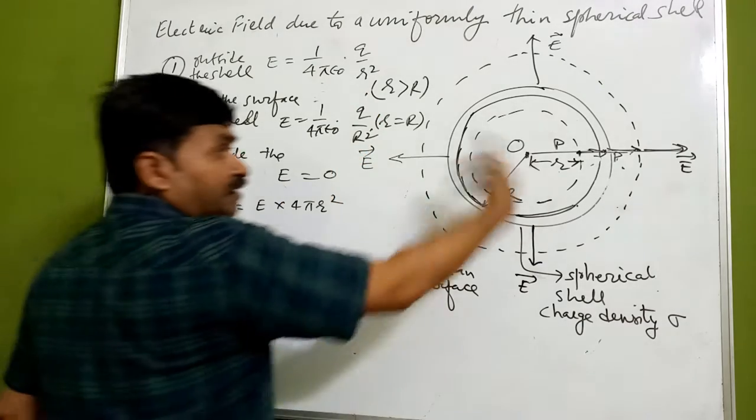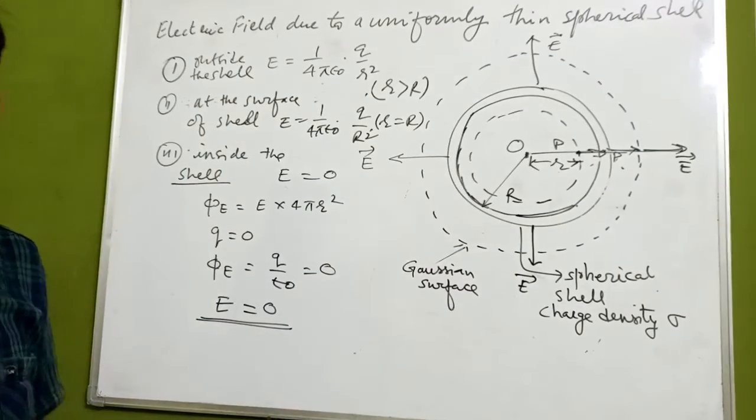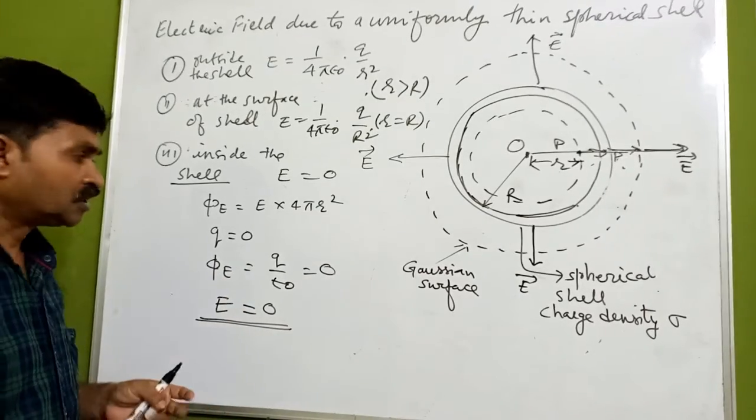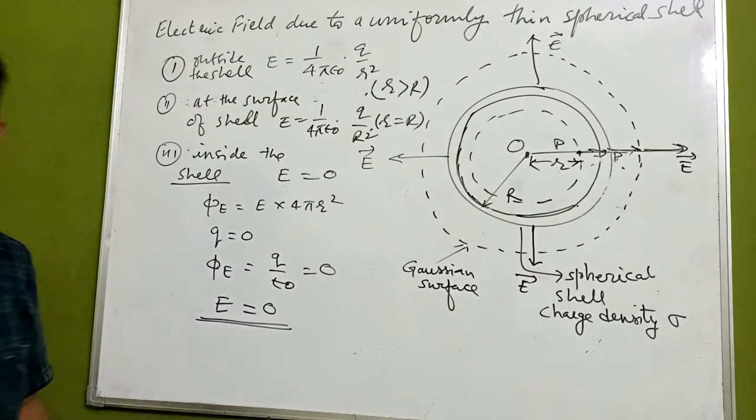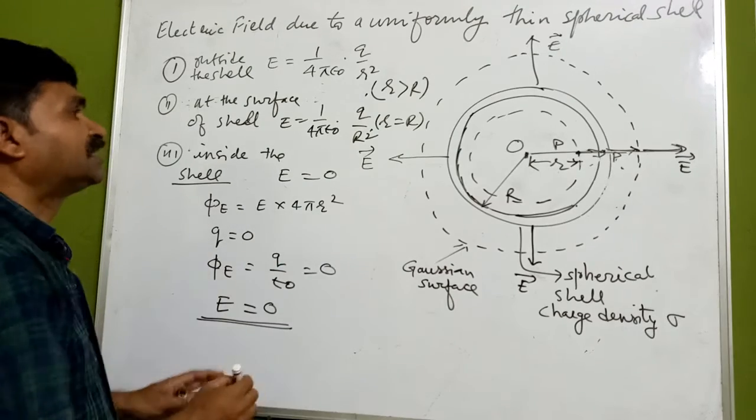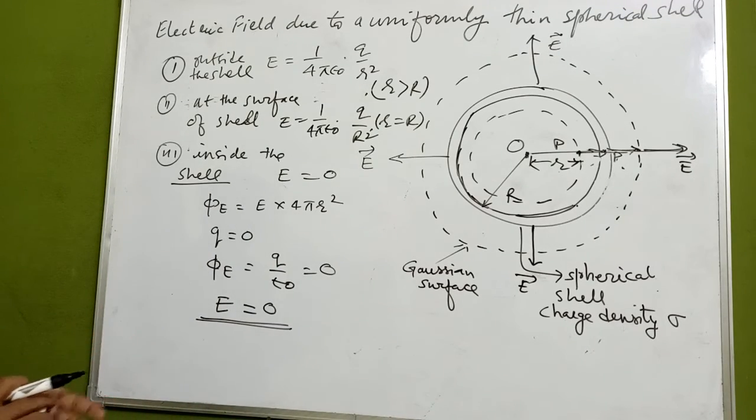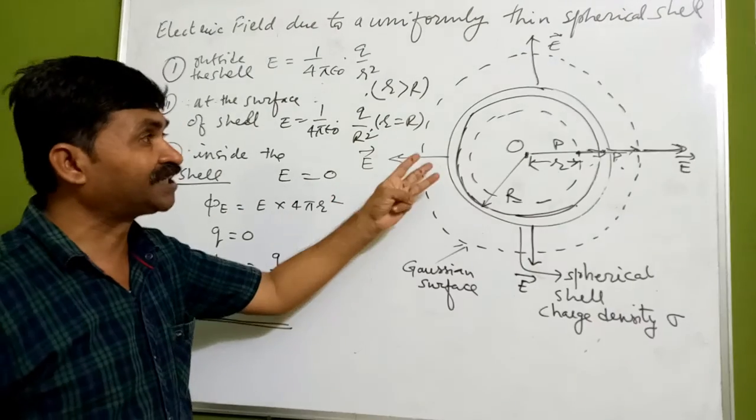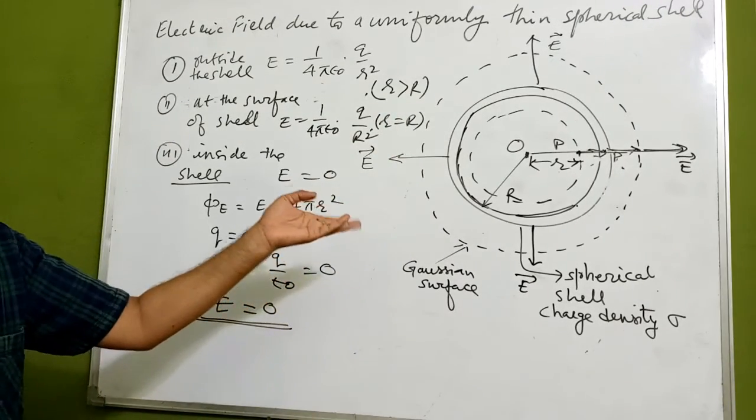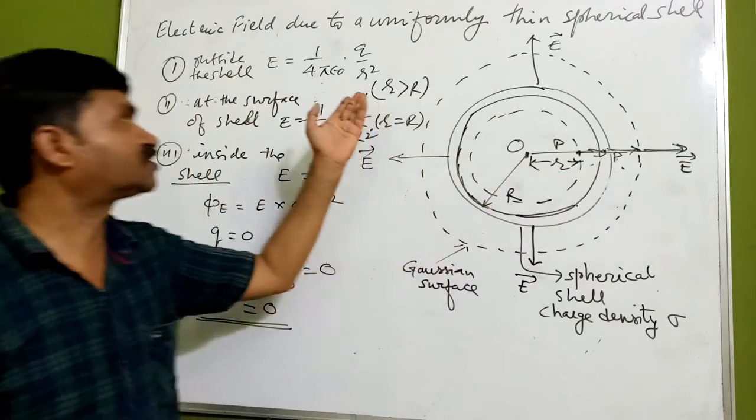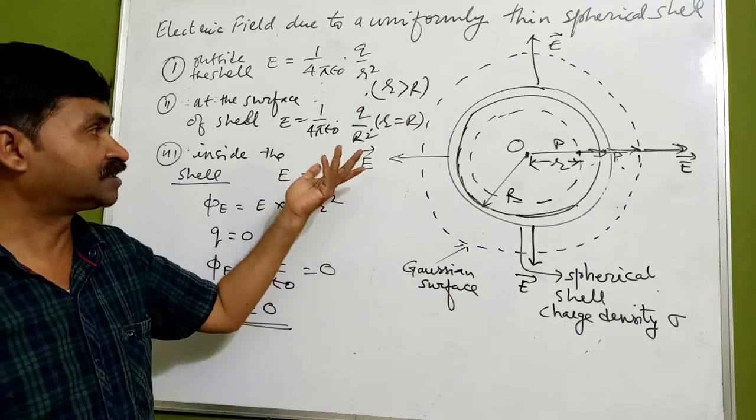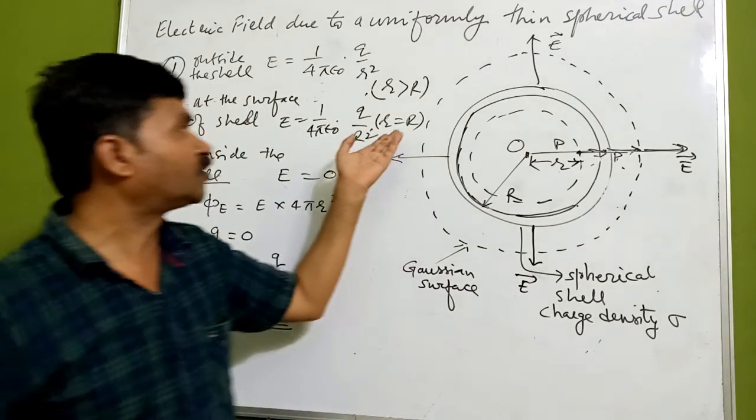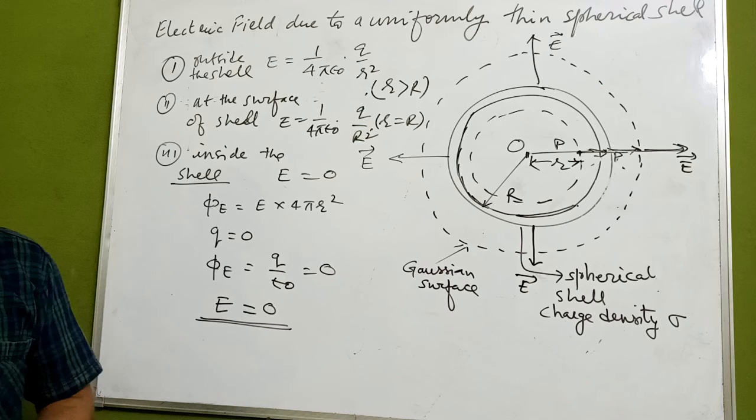And when we are talking inside the shell, there is no charge. And when there is no charge, phi is 0, meaning there is no flux coming out. So when there is no flux, the electric field is also going to be 0. So we have got these three cases, and finally we can take this electric field due to a uniformly charged thin spherical shell. There will be three cases that we have already discussed. Outside it is going to be 1 upon 4 pi epsilon naught Q upon R square, where r is greater than R, and R is the radius of the spherical shell. At the surface, r is equal to R, and again it is going to be this. Okay.